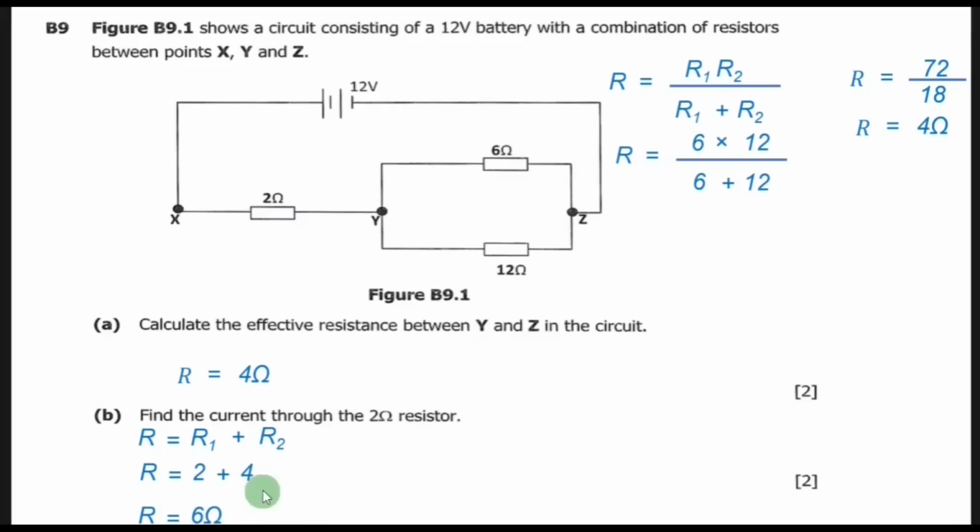which is going to give us a total resistor of what? 6 ohms. Then for us to know the current, we'll use Ohm's law, which says voltage is equal to current times resistor. Then we'll make current the subject of the formula. So current is going to be voltage over resistor. So current is equal to voltage 12 divided by resistor 6. So meaning current is 2 amps.